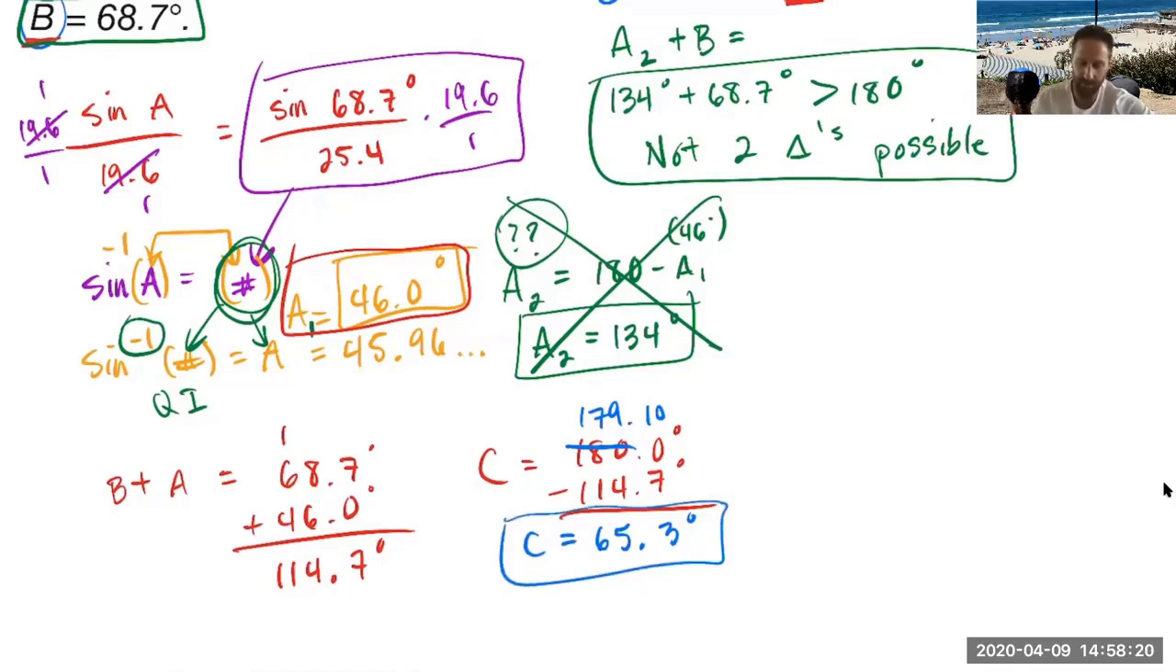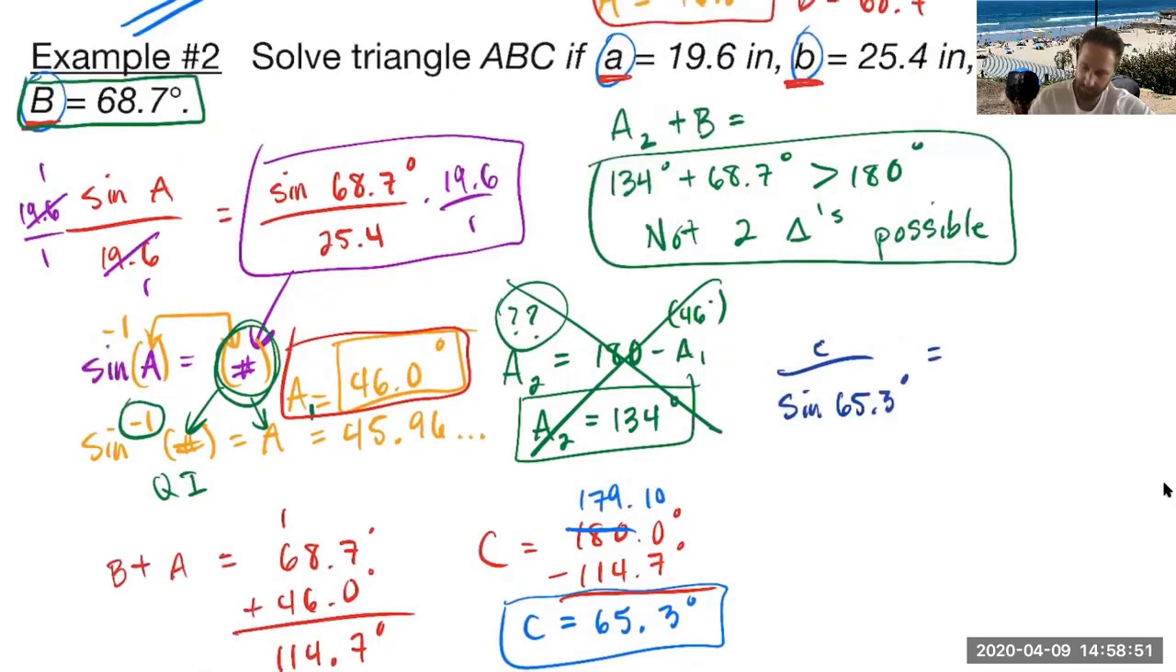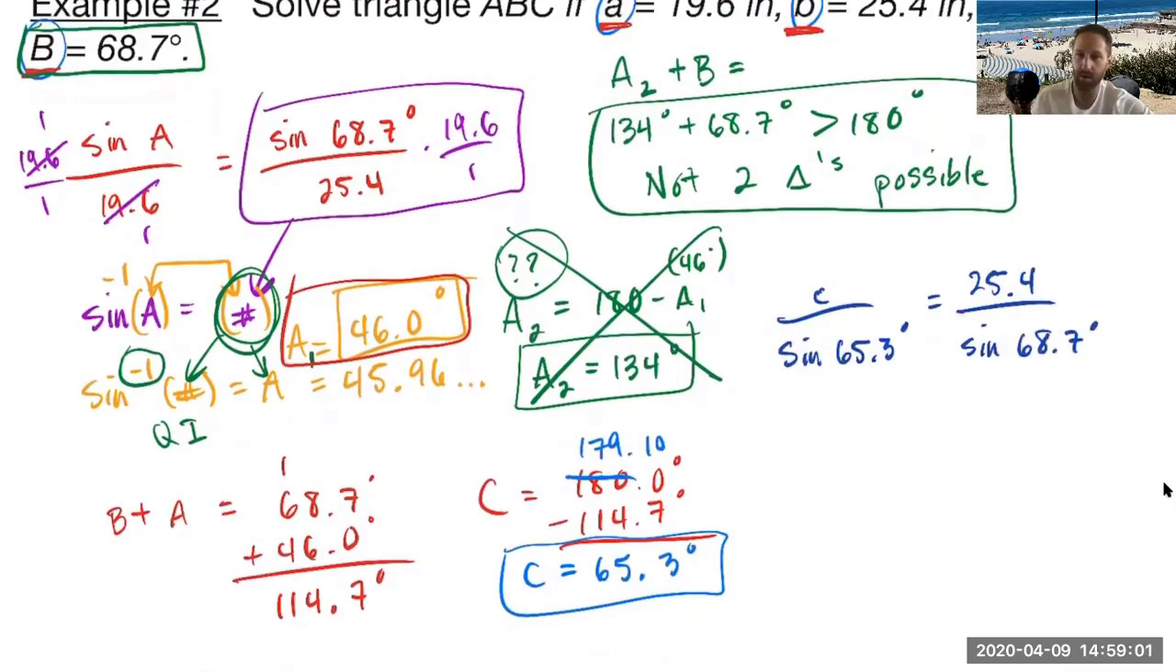And now that I know that, I can then use my law of sines once more in order to find little c, or side length C. So in order to do that, I will take one last step over here, and I will use little c over the sine of angle C over my other side that they gave me, which was little b, which is 25.4, over angle B. So I'll take the sine of that, which we've already done once before.